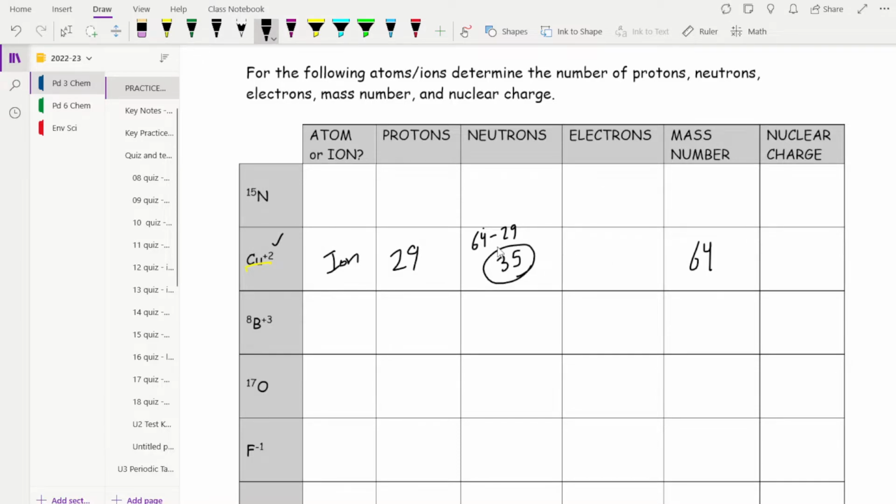And then the number of electrons. Now, don't forget, there's a plus 2. That means it lost 2 electrons. So normally it would have the same number of electrons as protons, but it lost 2 electrons, so it's 27. And the nuclear charge always stays the same. It's always the number of protons. All right, so that's how you do that page.